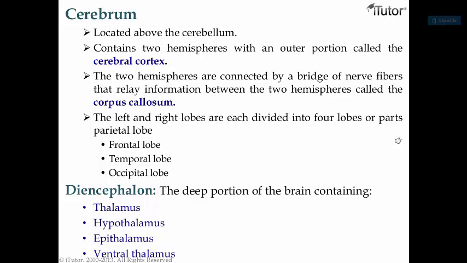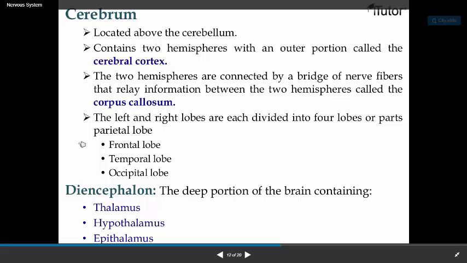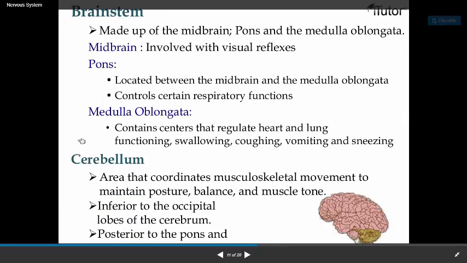So, frontal: personality, reasoning, and judgment. Parietal: senses. Temporal: speech and hearing. Occipital is responsible for vision. Then we have the cerebellum.